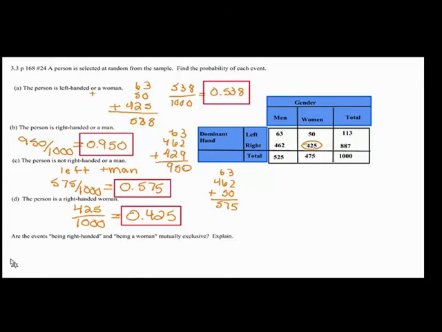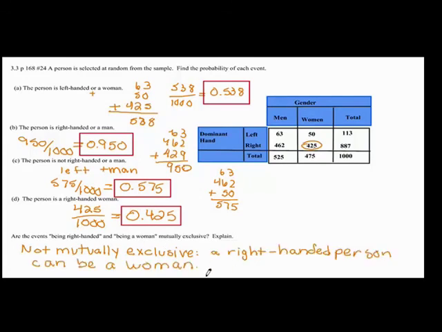For part E, it asks, are the events being right-handed and being a woman mutually exclusive? Explain. And so they are not mutually exclusive, because you can have a right-handed woman, a right-handed person being a woman. So since the two events can happen at the same time, then they are not mutually exclusive.